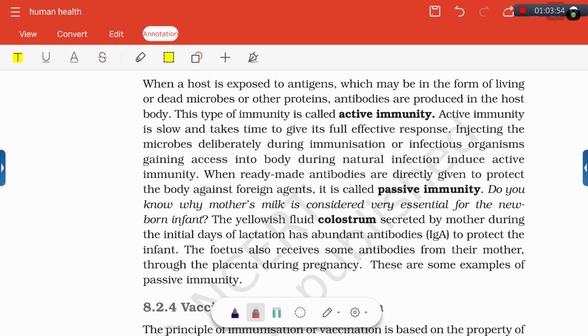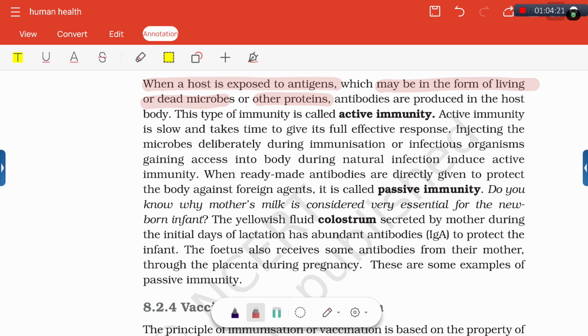Look here. When a host is exposed to an antigen, the antigen may be in the form of living or dead microbes or other proteins. Microbes that are not alive, or on the protein or share. Like tetanus, what is it?